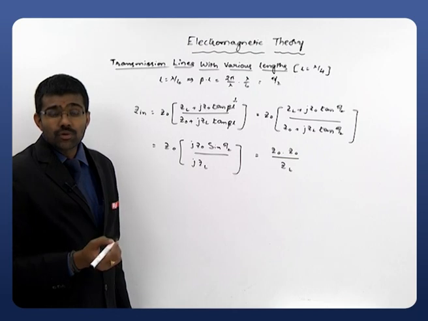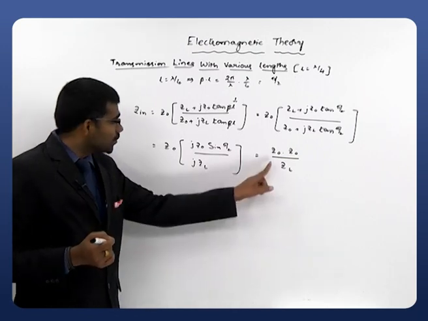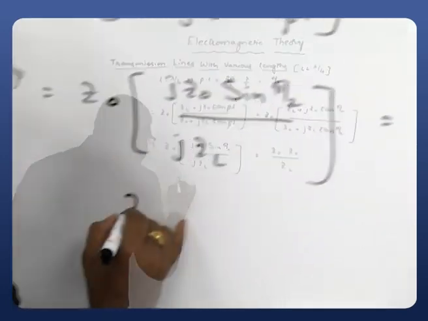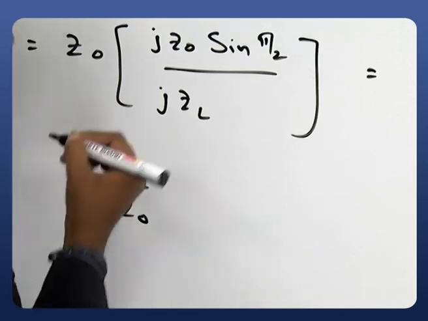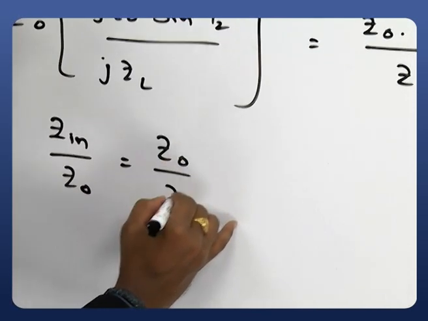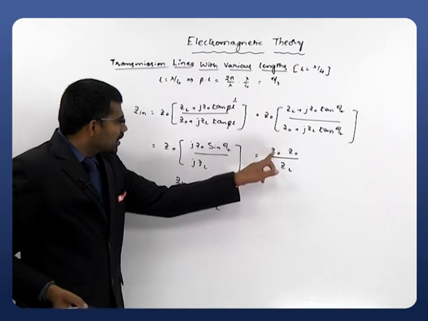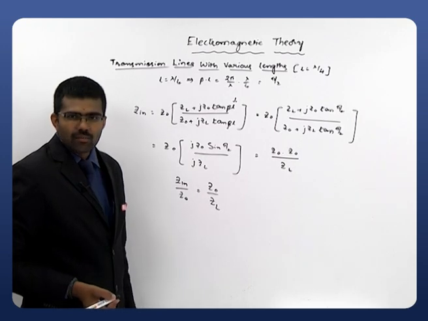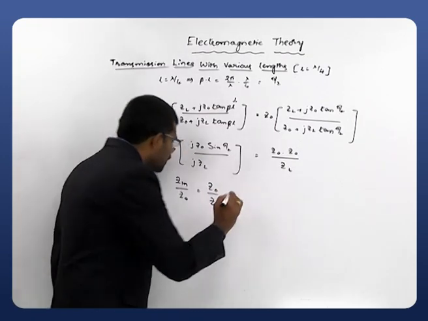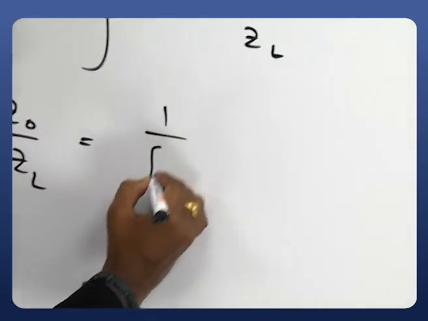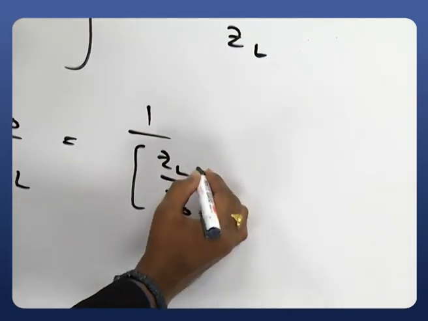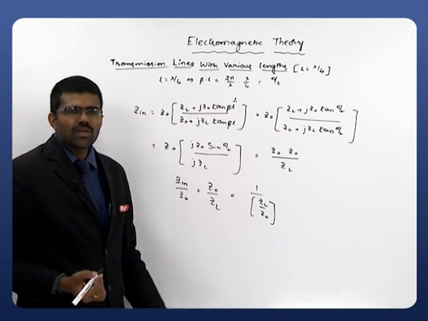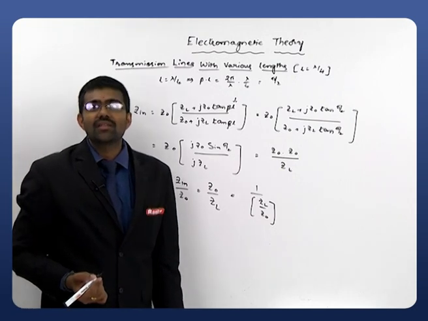That is the equation you are supposed to remember, but there is a great significance to this term. For that, I manipulate this equation as Zin divided by Z0 equals Z0 divided by ZL. This Z0 was brought to the left hand side, then Zin divided by Z0 is equal to Z0 divided by ZL. Now I will manipulate this again as 1 by ZL divided by Z0. Now what are Zin divided by Z0 and ZL divided by Z0? These two are called the normalized impedances.